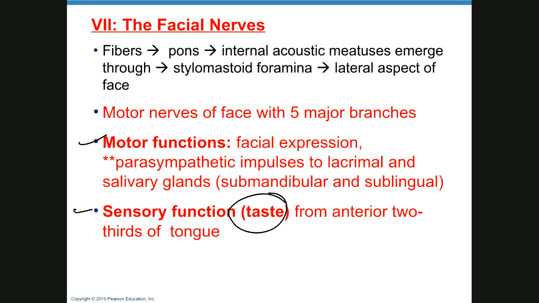Motor function is both somatic motor and visceral motor. Somatic motor is because it is called facial. It is involved in innervating the muscles of facial expression. The parasympathetic motor function has to do with innervating the lacrimal gland and the salivary glands. So when we cry or when we salivate during digestion or eating, that is a parasympathetic autonomic function.